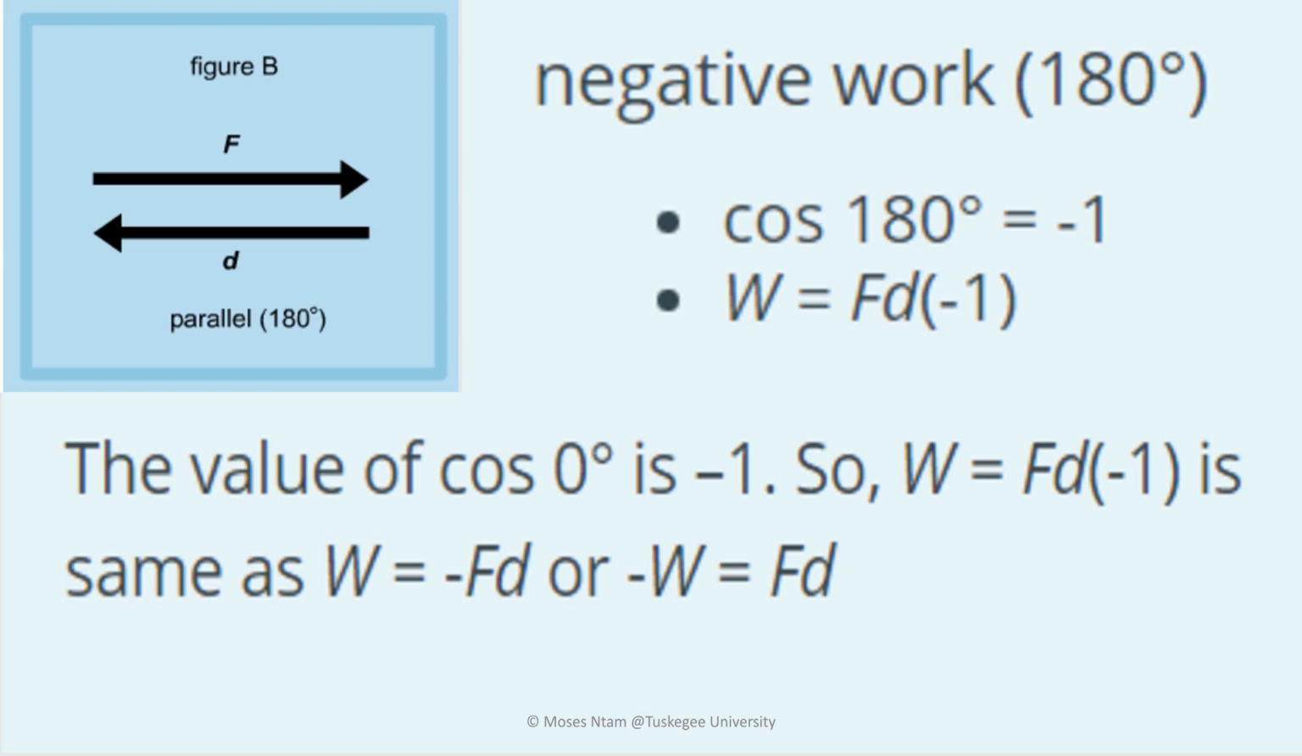Negative work occurs when the force and displacement are in opposite directions, at an angle of 180 degrees. Since cos 180 degrees is -1, the work done is negative Fd.